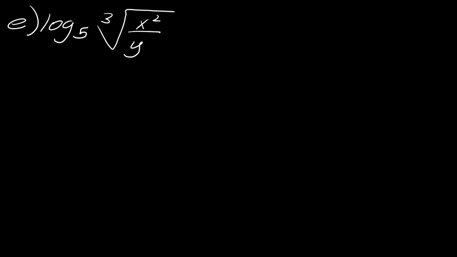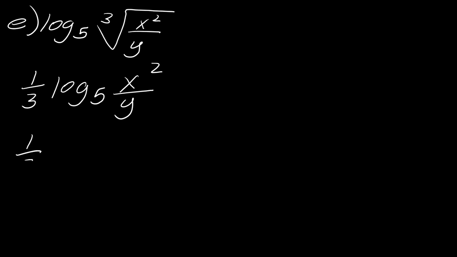And now for this final one. This one's a little bit tricky. Notice that I've got this cube root around the entire expression. So what I want to do first is bring that power out. That's really the only way I can start this. So I'm going to rewrite this as 1/3 times log base 5 of x squared over y. Now I've brought down that exponent, and now I can use the rest of my rules.